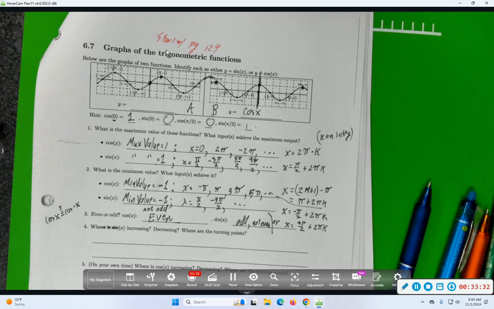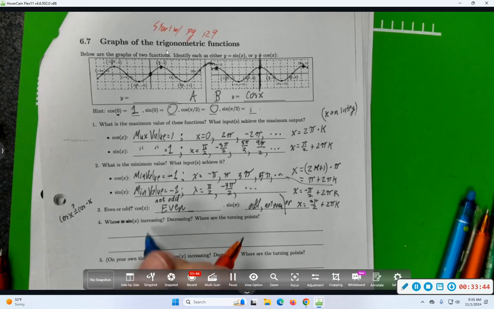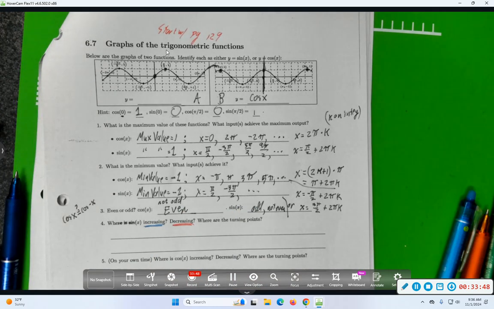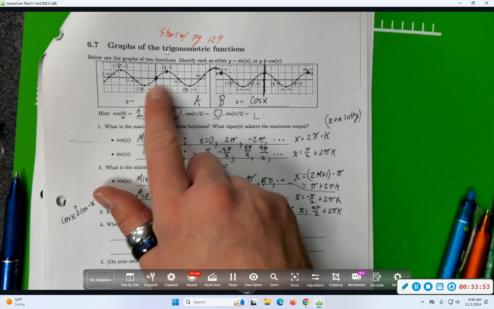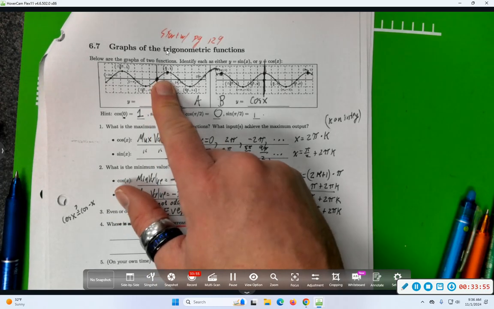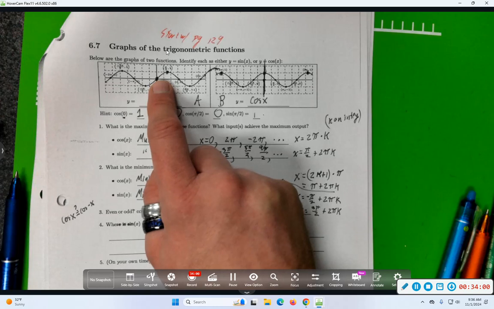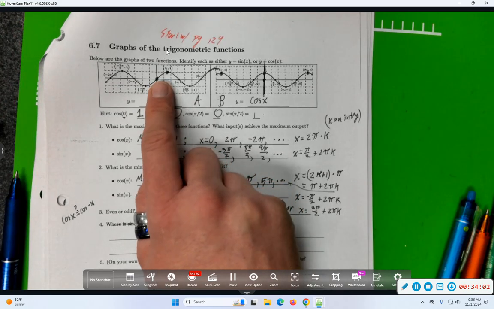All the stuff you can do with the graph, you can now do with these graphs. You can ask about where these things are increasing and decreasing. And I guess color coding is appropriate. Increasing in blue, decreasing in orange. Sine first. So if you start at the origin, does sine look like it's increasing or decreasing? If I start going to the right, do the y values go up or down? Increasing. They go up.